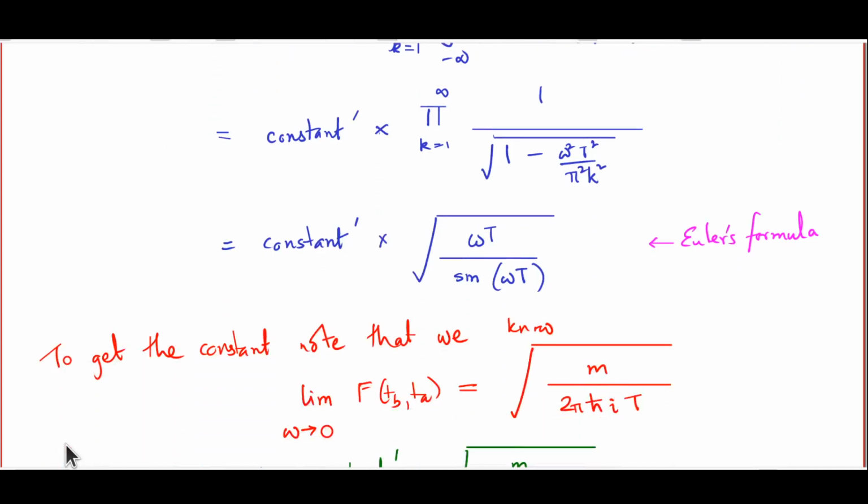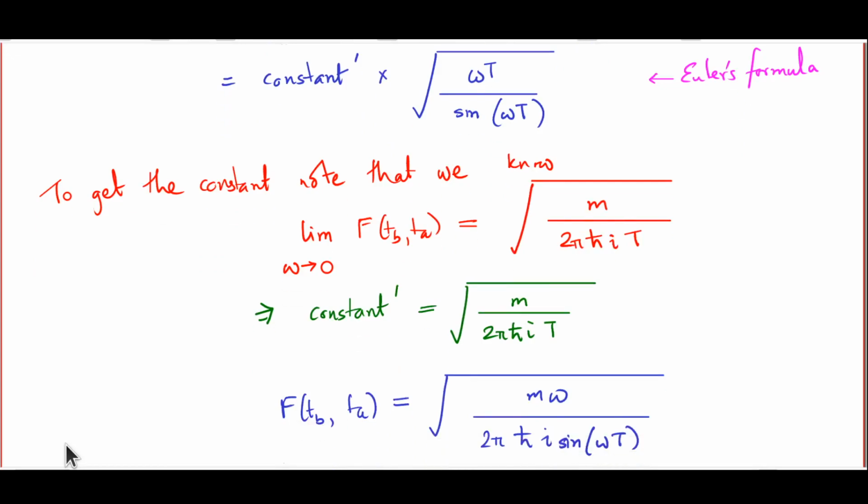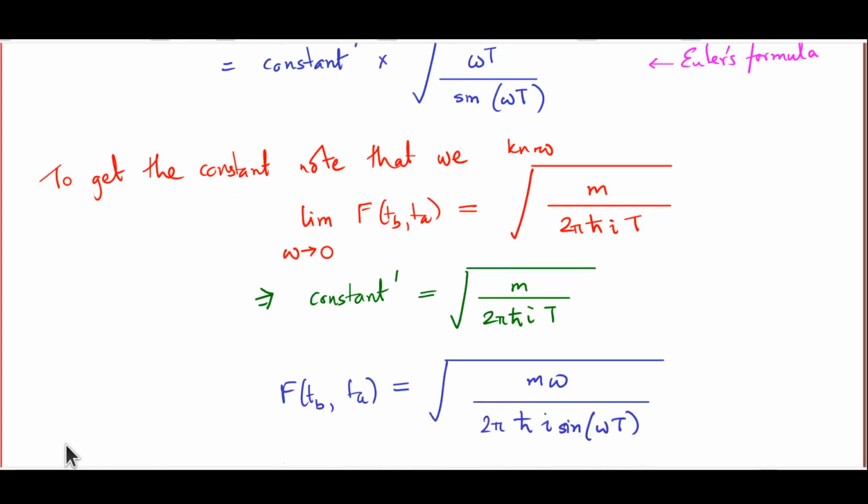There is a way out, however, and the way out is pretty straightforward. We know that when omega is taken to 0, our physical system, the simple harmonic oscillator, goes over to a free particle. And we do know that for a free particle, the normalization factor has to be square root of m divided by 2 pi h cross i capital T. And this immediately tells us from the limit that the constant prime, the new constant, has to be square root of m by 2 pi h cross i capital T.